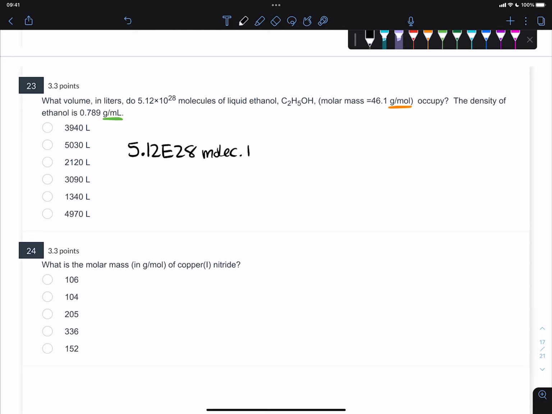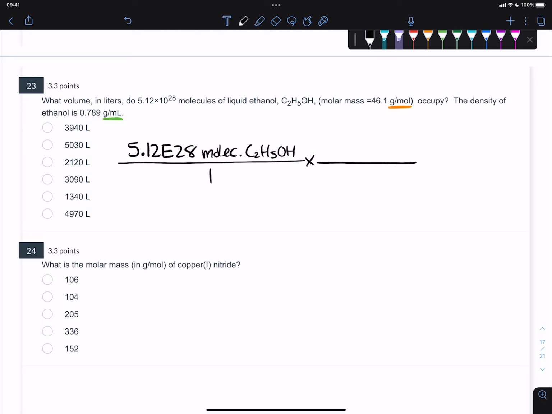I guess I'll write it out. C2H5OH all over 1. You don't want to abbreviate molecules too much. Never abbreviate molecules as MOL. That's the abbreviation for moles, which is a whole different thing. So we have 5.12 times 10 to the 28 molecules of ethanol. That's a lot. It's very helpful if we just get rid of that huge number.